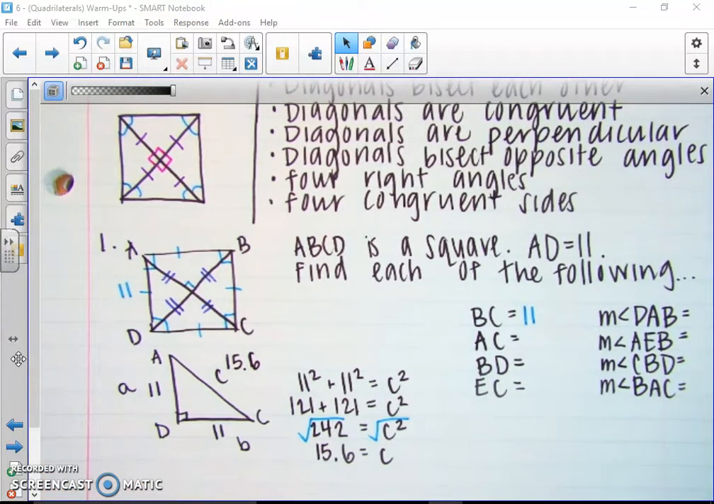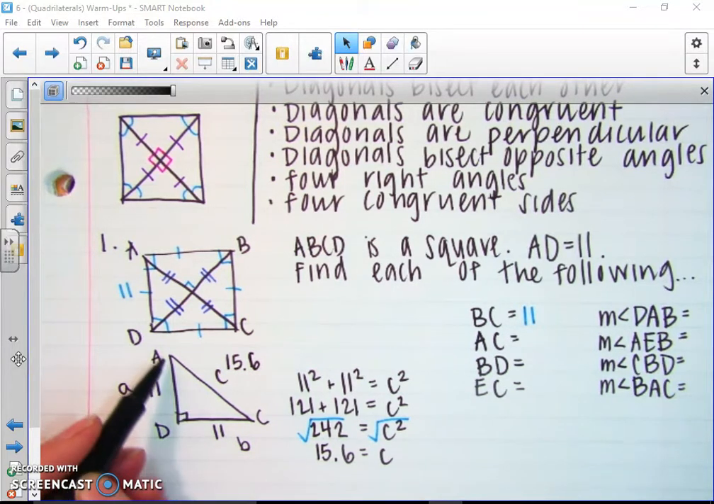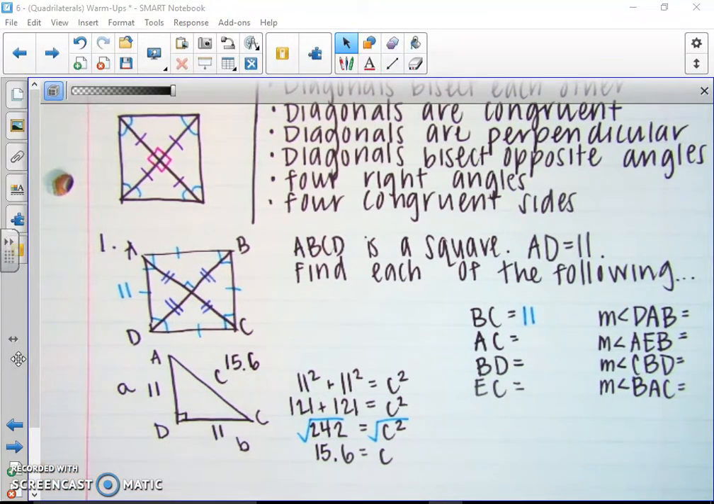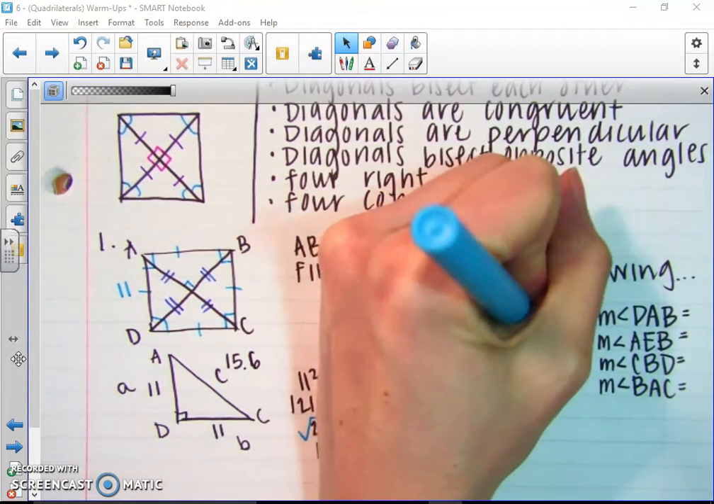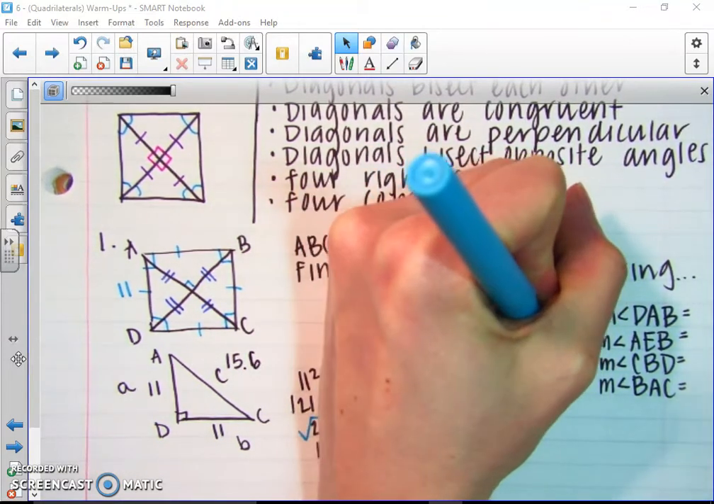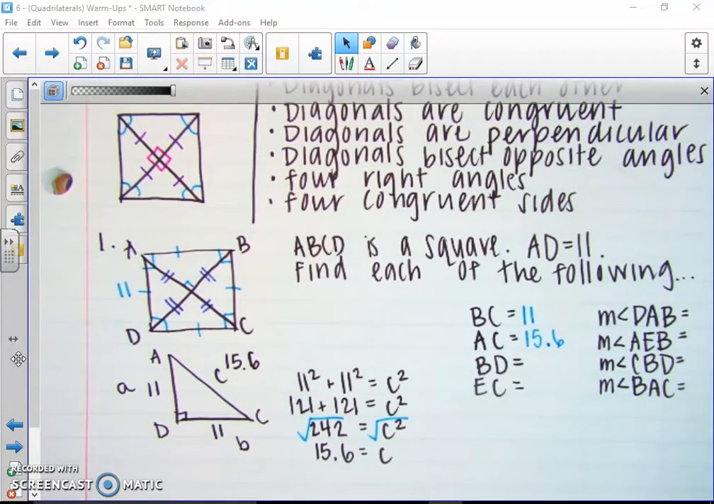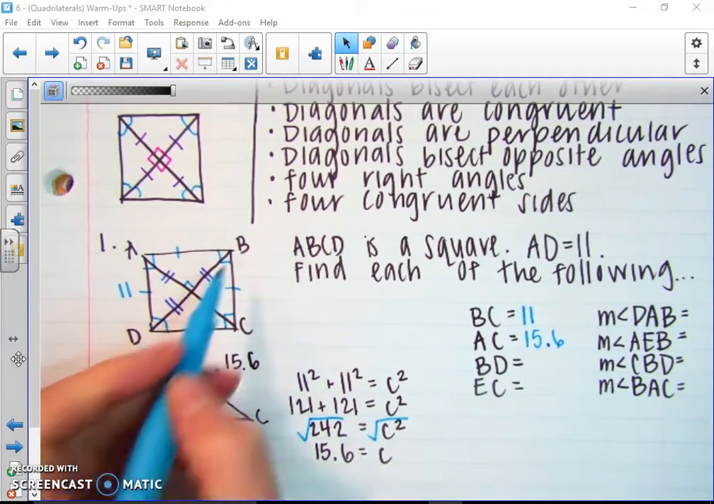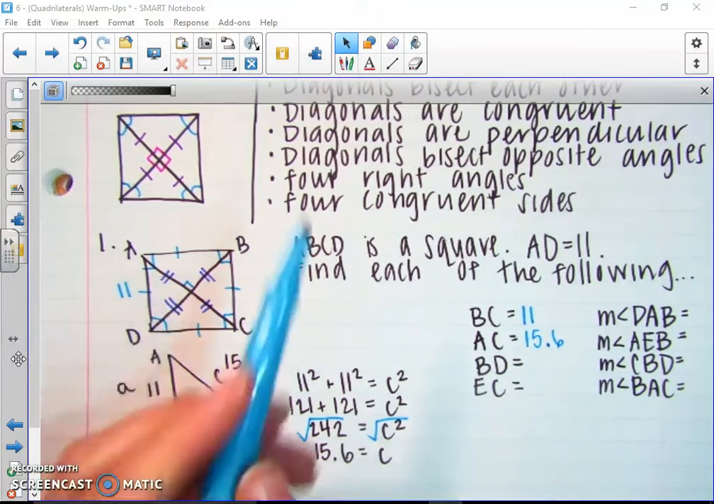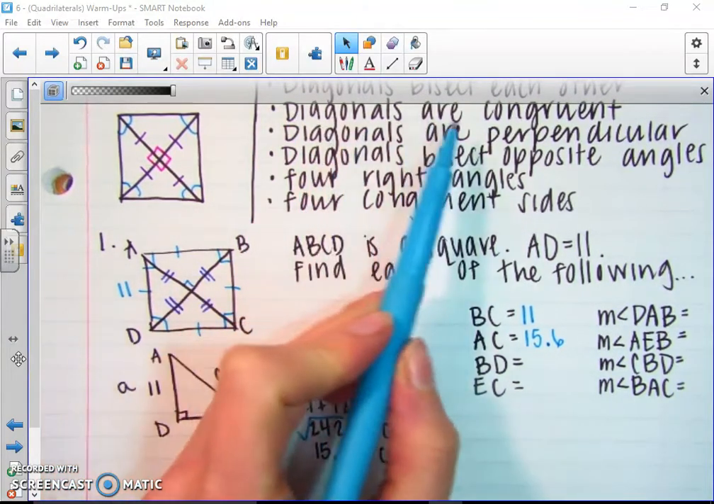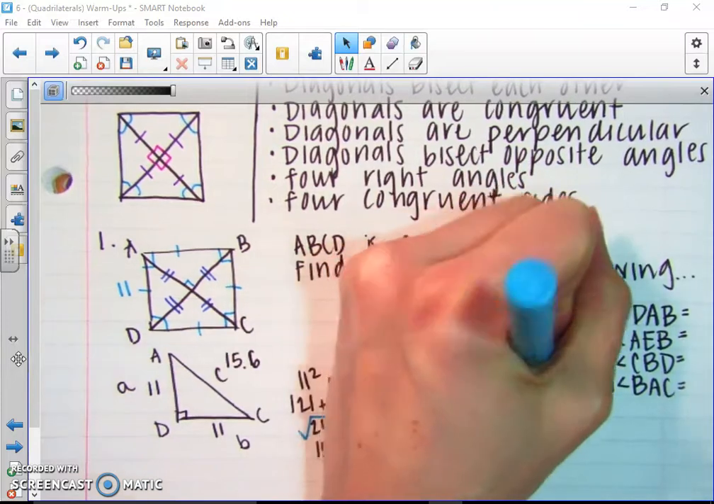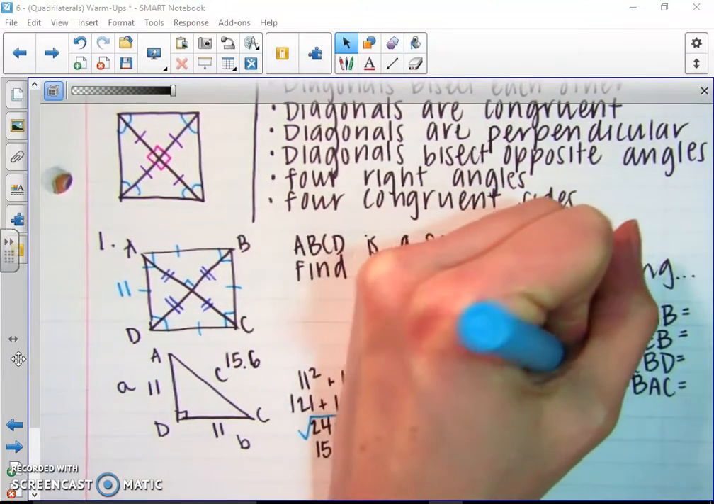Okay. So that tells us the distance between A and C, or the length of AC: 15.6. All right, now they want to know BD. Well, the diagonals are congruent, because my properties tell me that diagonals are congruent, so that's going to be the same as AC, 15.6.